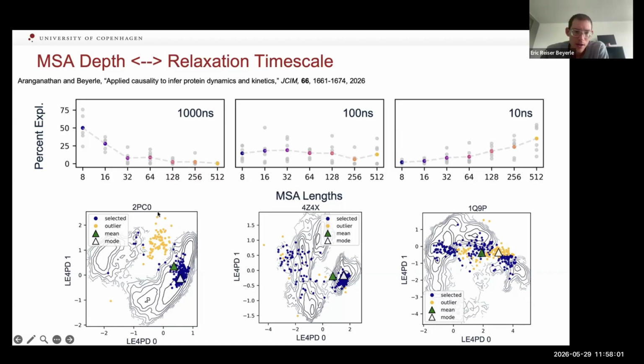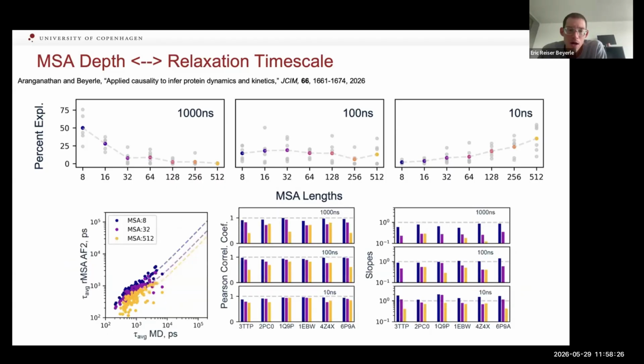And then here I'm just showing some examples of projecting the structures from, I forget which, AlphaFold 2 at some MSA depth. Just showing that for these different sequences of the HIV protease monomer, you have different percentages of these predicted structures falling outside the span of the 1 microsecond simulation.